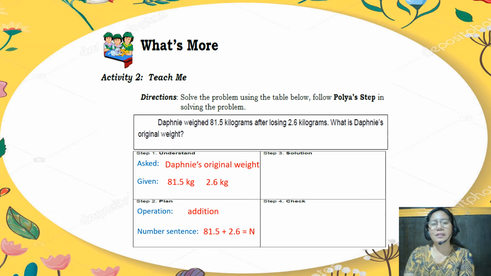Step 3, we are going to solve the problem. We are going to show our solution. So this is our solution: 81.5 kilograms plus 2.6 kilograms is equal to 84.1 kilograms, which is the original weight of Daphne. Then step 4, let us check: 84.1 kilograms, the original weight of Daphne, minus 81.5 kilograms. So the result is 2.6 kilograms. So it is correct.